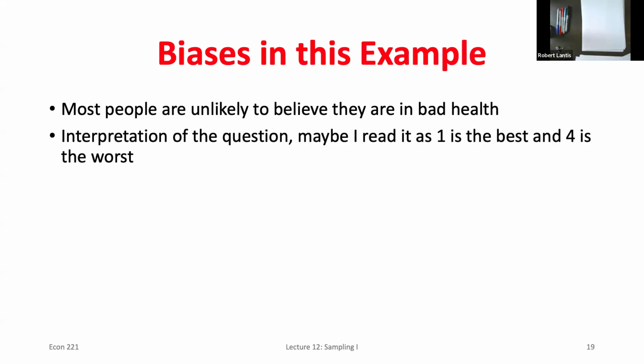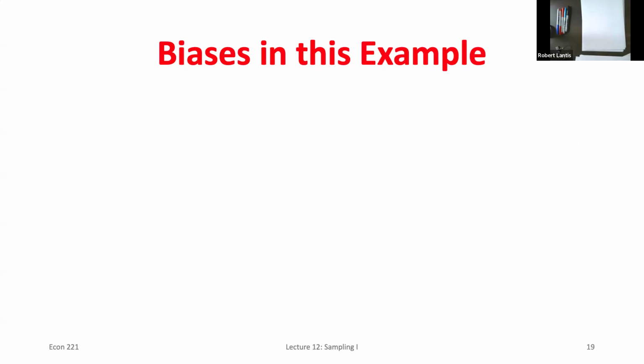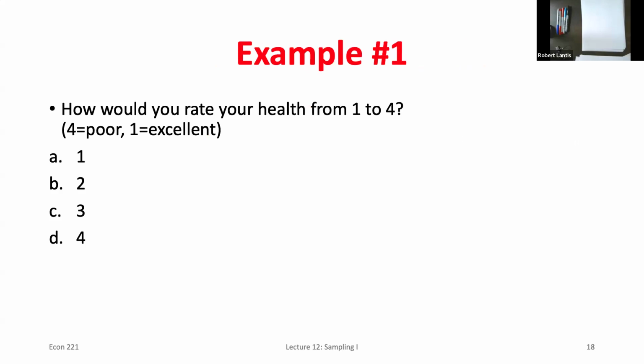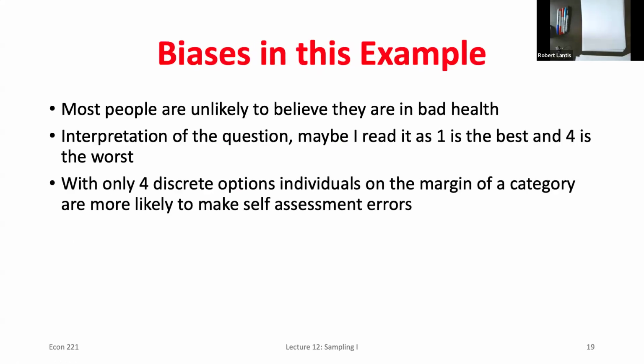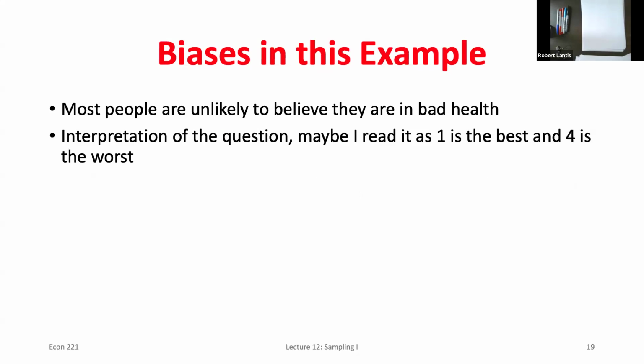If this is part of a larger survey, they might say, okay, 1 should be the best, right? That's the best health rating, and 4 is the worst. Well, the way this was actually set up, 1 was excellent, 4 is poor. Well, maybe I flip-flop that, right? Maybe I thought, oh, the higher number is actually better health, and so I responded with a 4 instead of a 1, right?